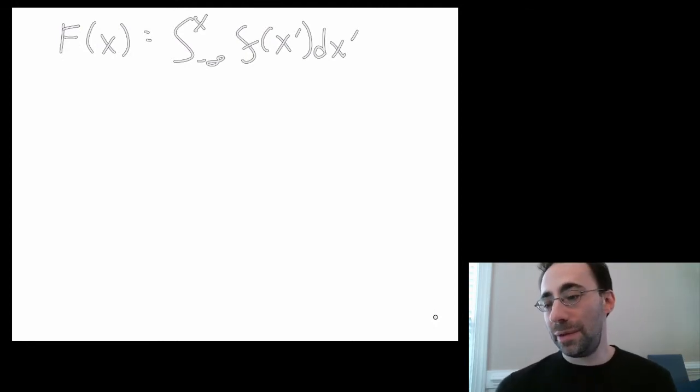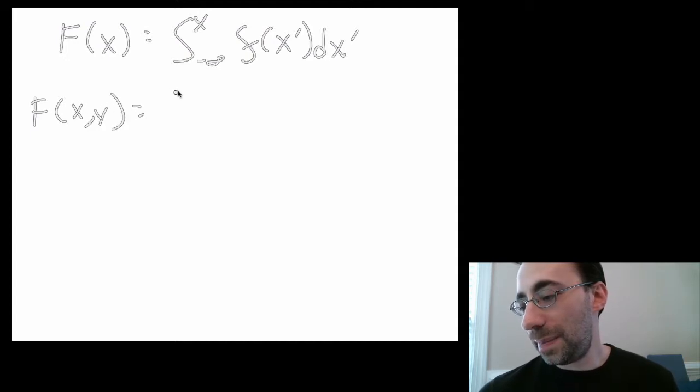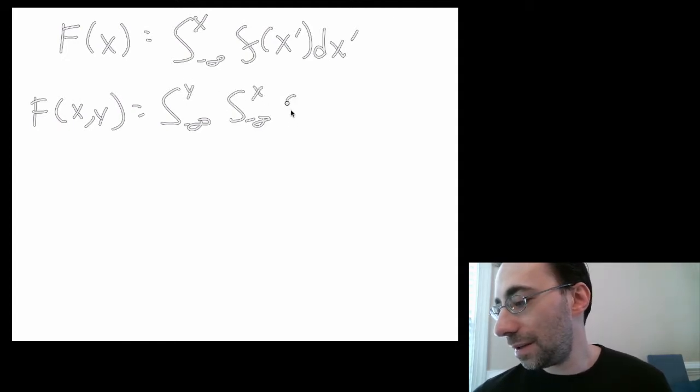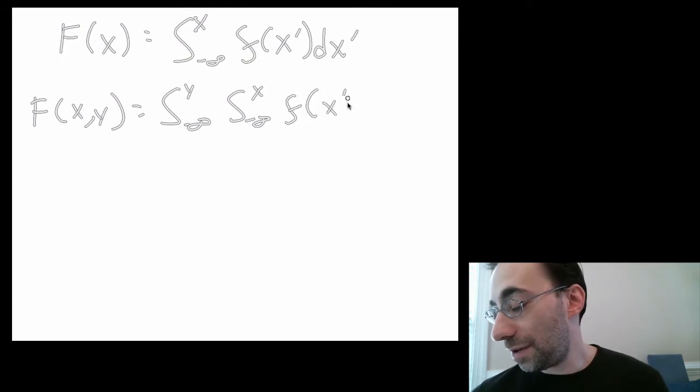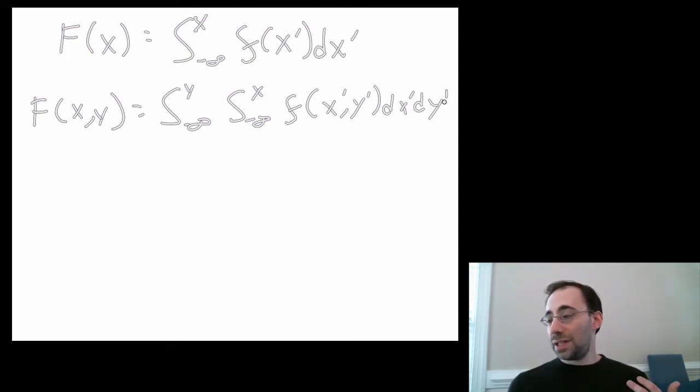What if you had more than one variable? Well, for more than one variable, it's basically the same thing. So the integral from -∞ to y, the integral from -∞ to x, of f of x prime, y prime, dx prime, dy prime. So much as in the previous case, you just have a double integral, this is called, and you just do it in order. And again, for most cases we care about, you can do it in any order you want. You can integrate over x prime first, or y prime first, whatever you want.